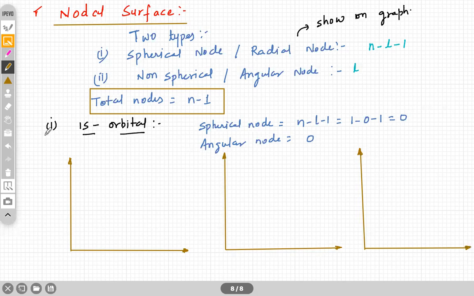This side we have psi, that is the wave function, and this is r, the radial distance from the nucleus. This is the probability density function, psi square, and this is r. And this is the probability, 4 pi r square dr into psi square. This axis is the probability, and this is the radius.